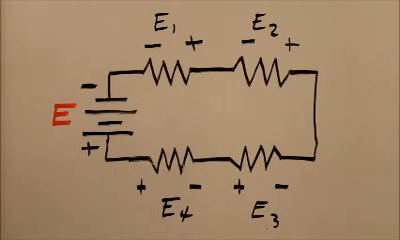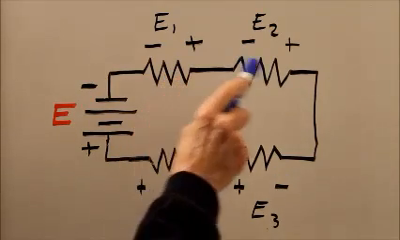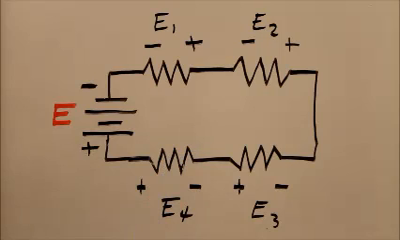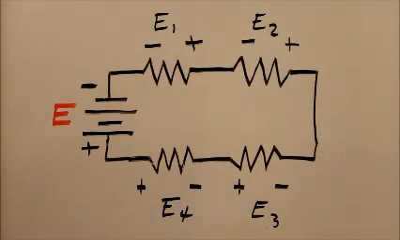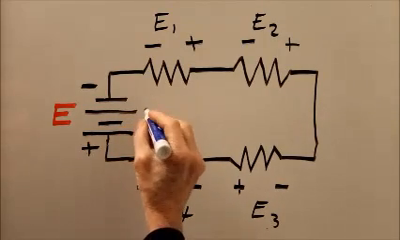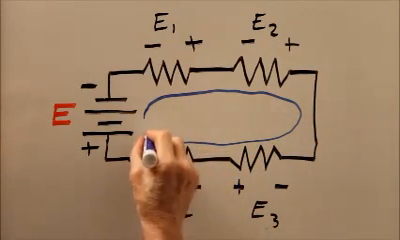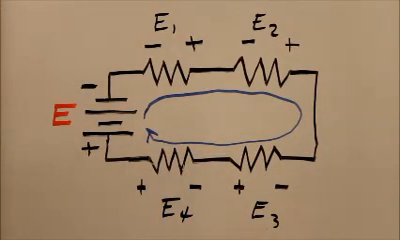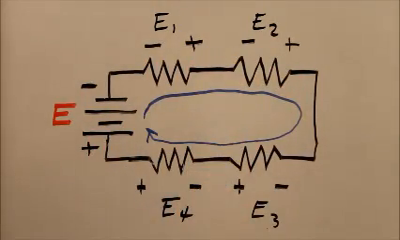We'll represent the DC voltage source as E, as a battery. Each one of these elements or resistances has a particular voltage across it: E sub 1, E sub 2, E sub 3, and E sub 4. Here we can follow the current as an electron flow going from minus to plus. So each one of these components will have a polarity in the voltage that appears across it.